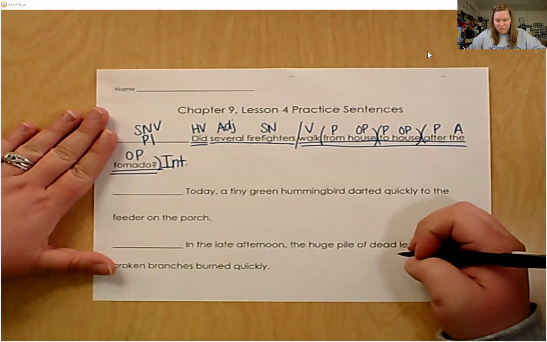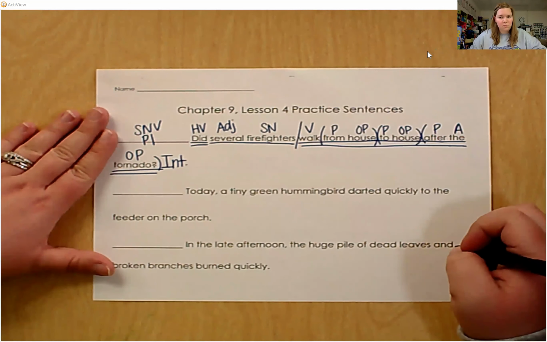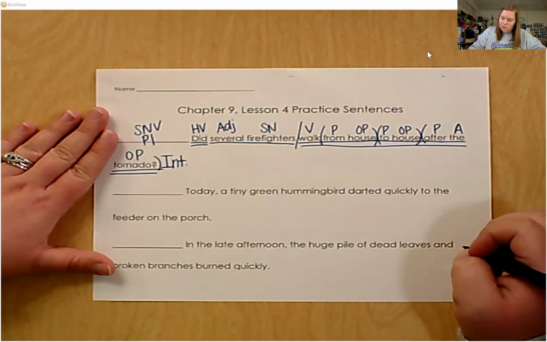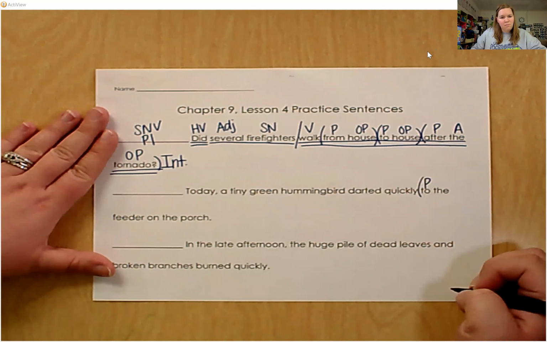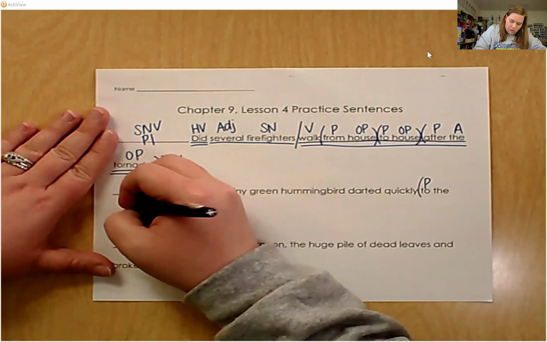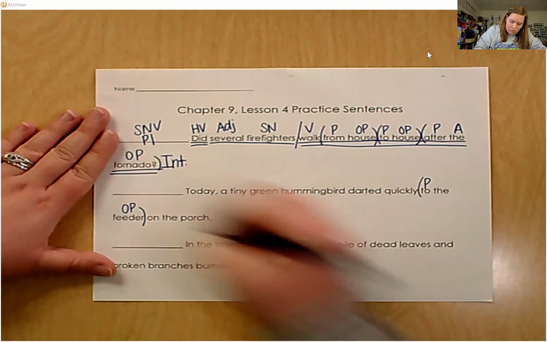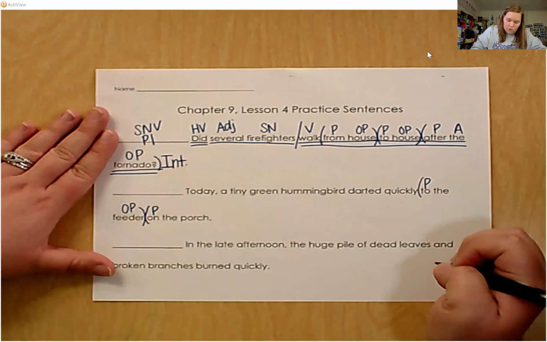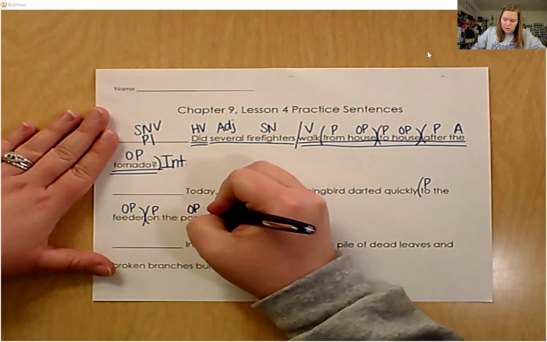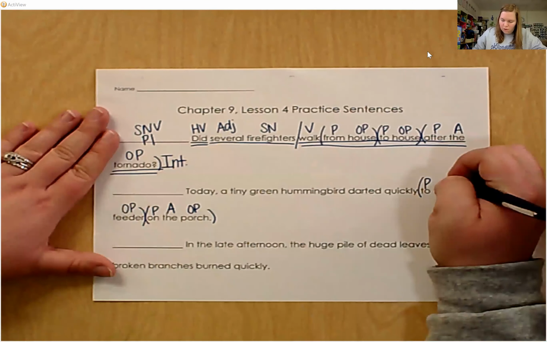All right, number 2. Today, a tiny green hummingbird darted quickly to the feeder on the porch. Looking for prepositions, I see to. To what? Feeder, object of the preposition. On is another preposition. On what? Porch, object of the preposition. The article adjective.